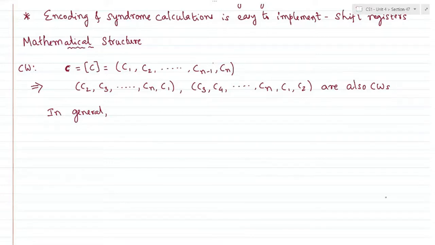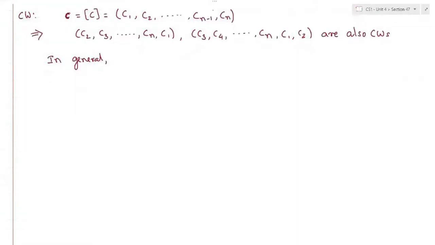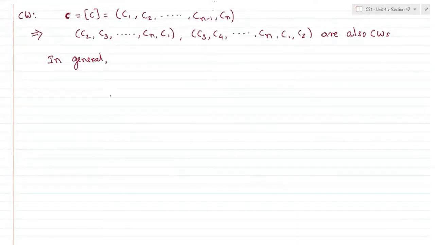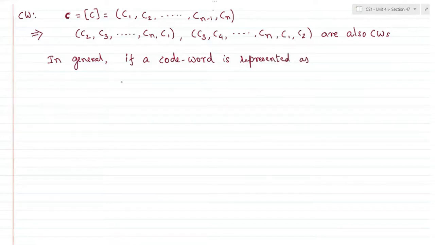I missed that term. Okay, I think that's clear now. In general, if a code word is represented as C, an n-tuple C1, C2, which you have done already, it's an n-tuple code word, a code vector, I can say, of some code C.